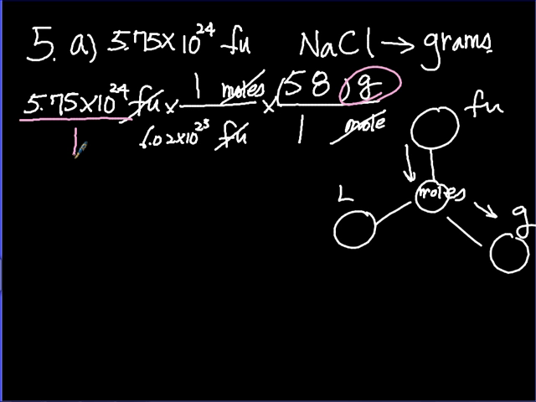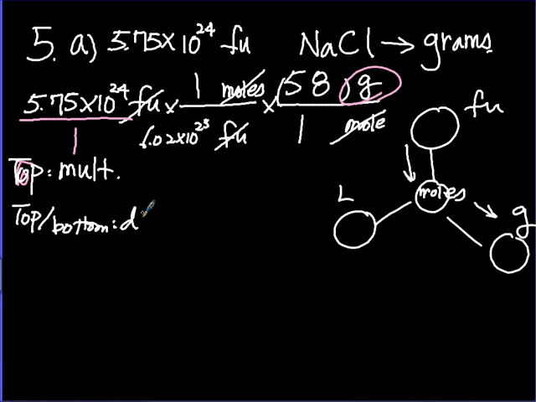If they're all at the top, you multiply. So top, you're going to multiply. If it's at the top and the bottom, what do you do? Top versus bottom means you divide. So the numbers that you're going to multiply are 5.75, 58.